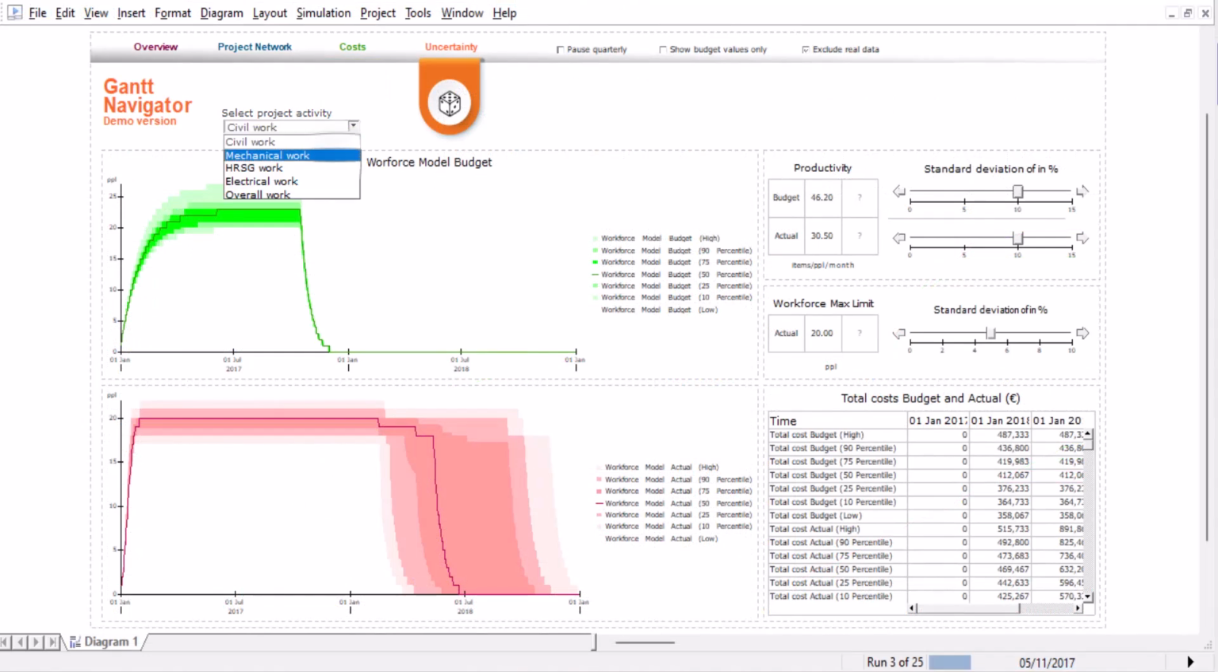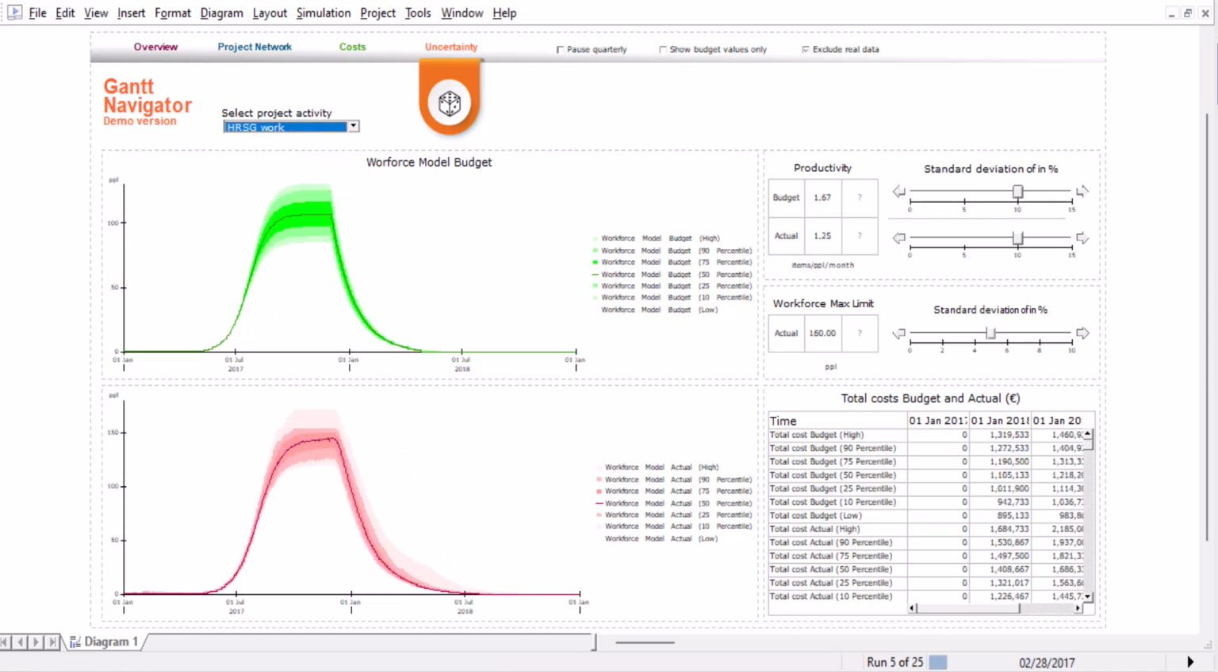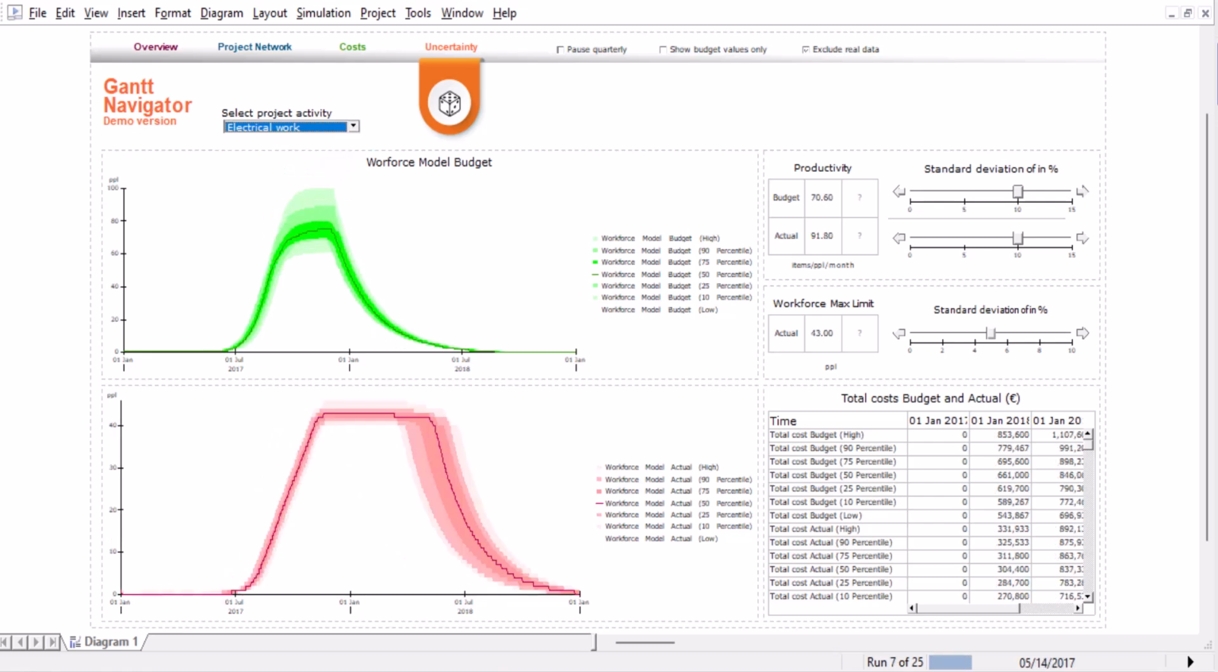Last but not least, you may apply a Monte Carlo simulation to analyze how your project responds to uncertainty. We have added an uncertainty factor for the actual productivity, and the graph illustrates the probability of achieving our target using different percentiles.